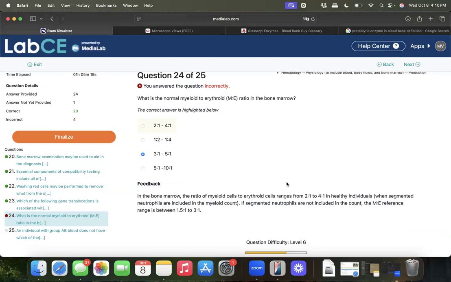I'm kind of shocked. In the bone marrow, the ratio of myeloid cells to erythroid cells ranges from 2 myeloids to 1 erythroid to 4 myeloids to 1 erythroid in healthy individuals, when segmented neutrophils are included in the myeloid count. Oh, okay, well, nobody told me that. If segmented neutrophils are not included in the count, the ME reference range is 1.5:1 to 3:1. Okay, well, that wasn't one of our answer choices. So 2:1 to 4:1.